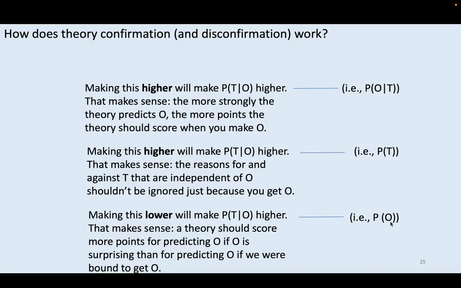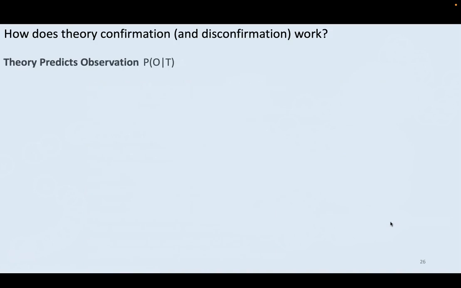But if my theory predicts that the next mammal that walks through the door will be a gorilla, and then the next mammal that walks through the door is indeed a gorilla, you should be very impressed by my theory, because that was very surprising. Nobody expected a gorilla to be coming next to the door except for me. Okay, so let's look at each of these elements.